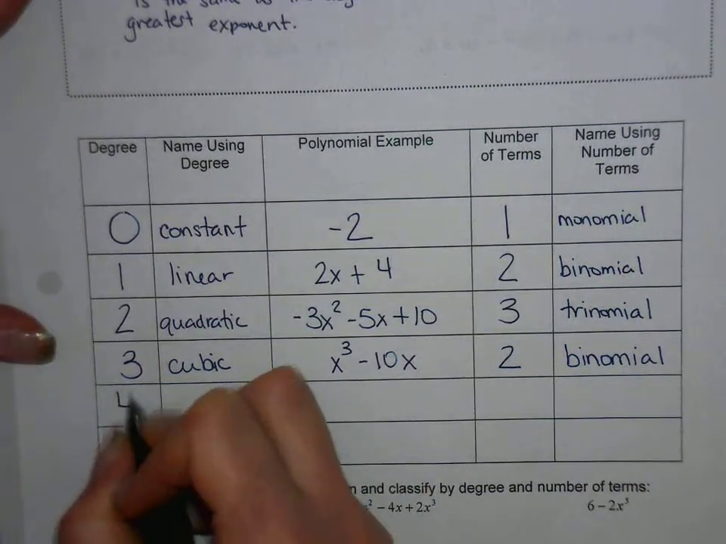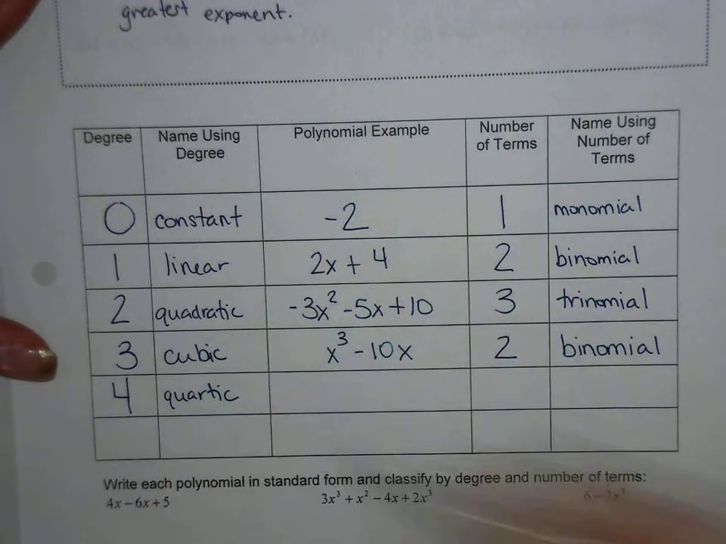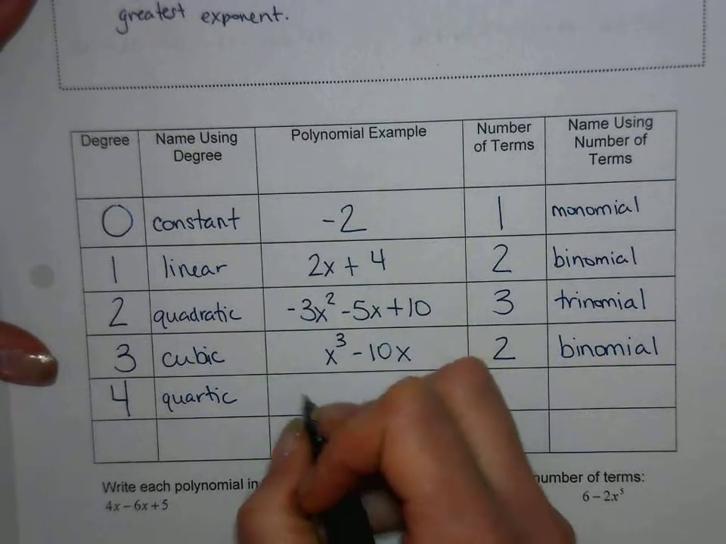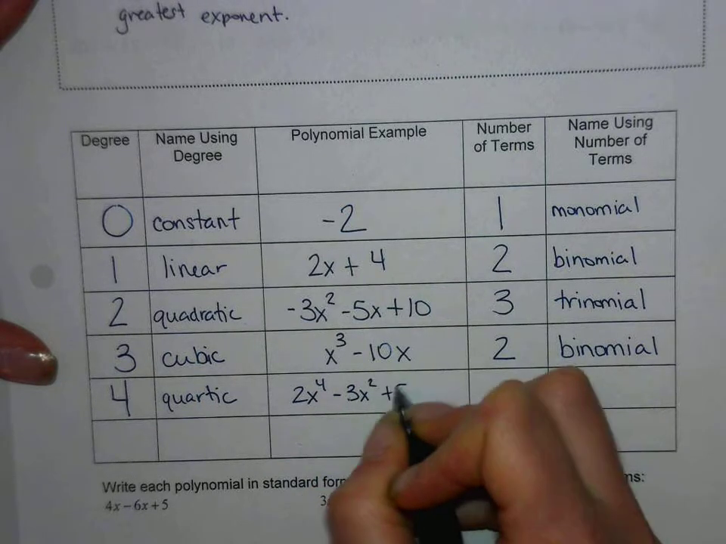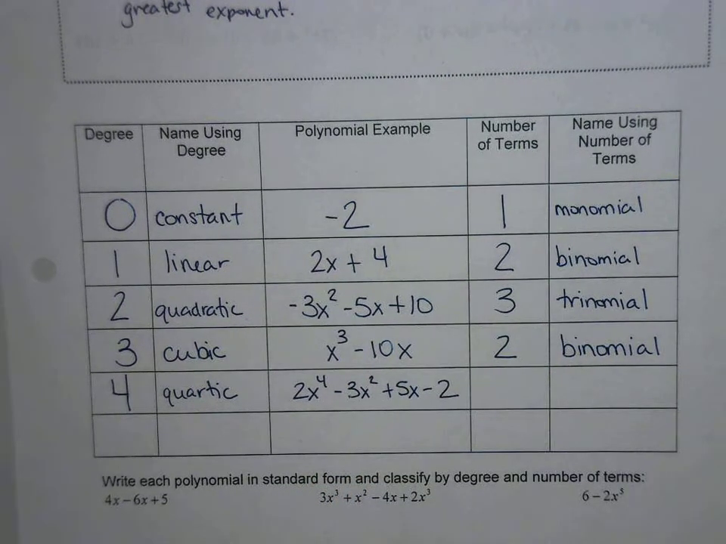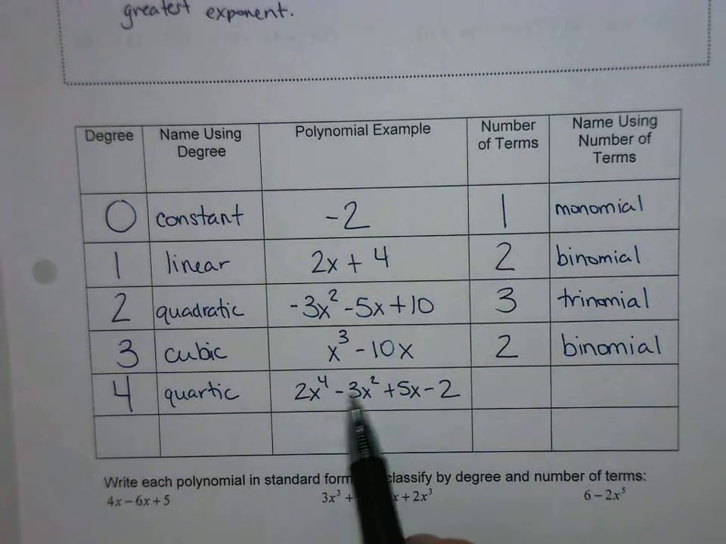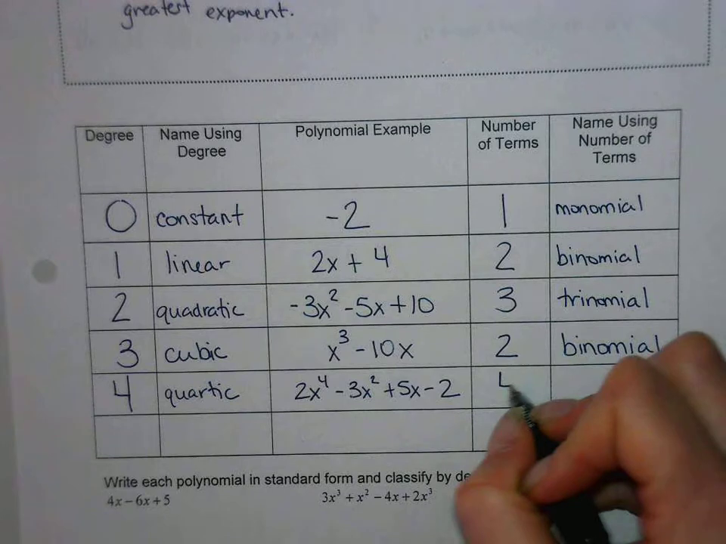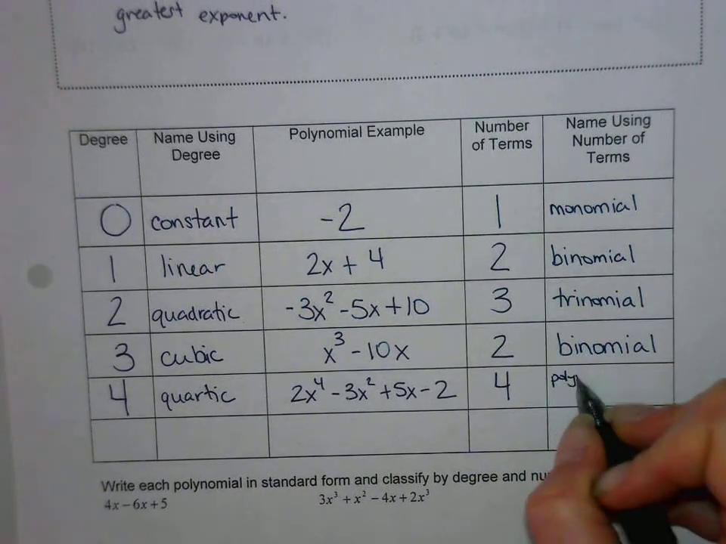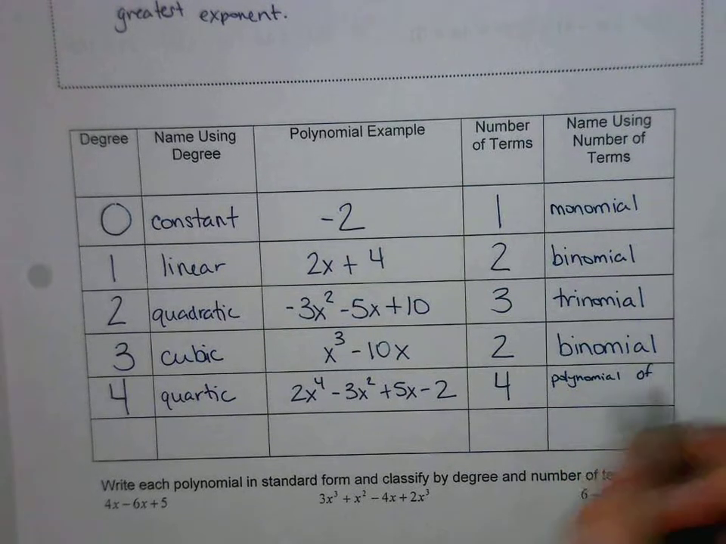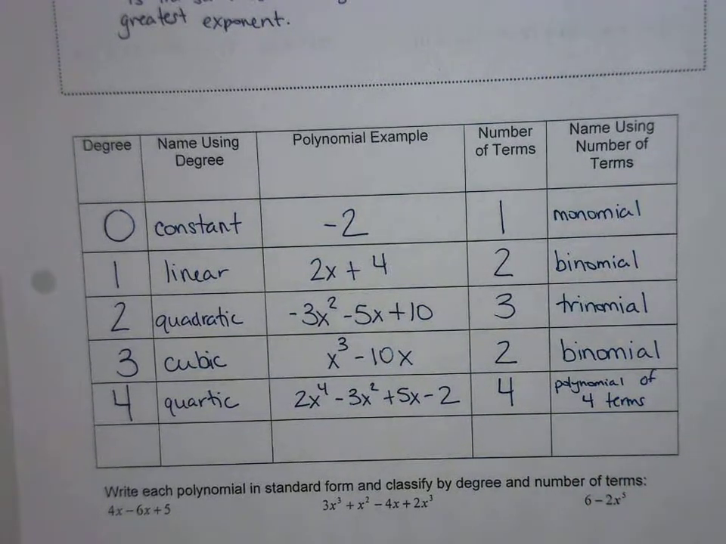If we have a degree of 4, that is called a quartic. An example would look like 2x⁴ - 3x² + 5x - 2. Highest degree is 4, so it's a quartic. In this case, we have 1, 2, 3, 4 terms. So anything above 3 terms, we are going to call it a polynomial of however many terms. So in this case, 4 terms. So if we had 6 terms, it would be a polynomial of 6 terms.